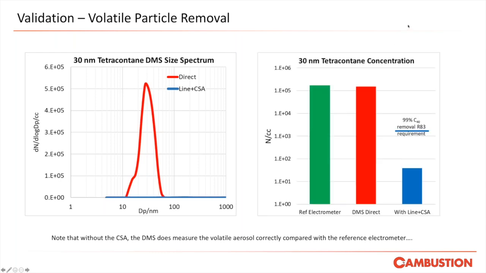In fact, if you look on the left-hand side here, this is the direct measurement. We have this reference electrometer, by the way, that shows that the DMS does correctly measure these volatile particles. Then we put the CSA in and we reduce it down to this level. The legislation only requires it to be reduced down to this level, so we are well ahead of what the legislation requires.